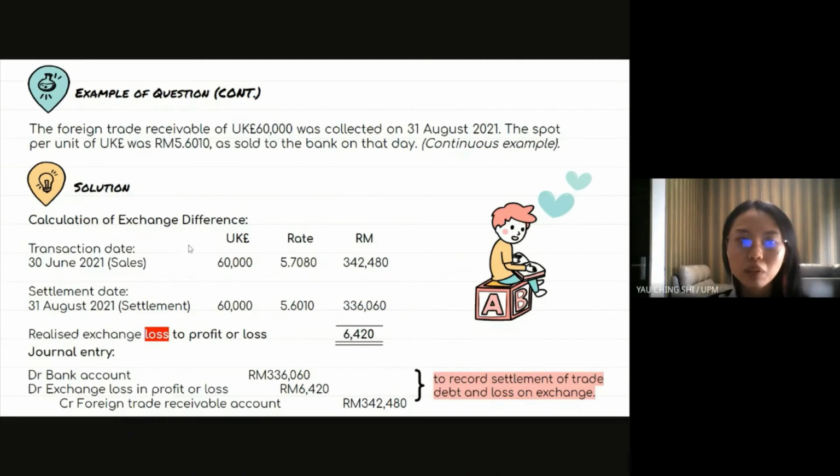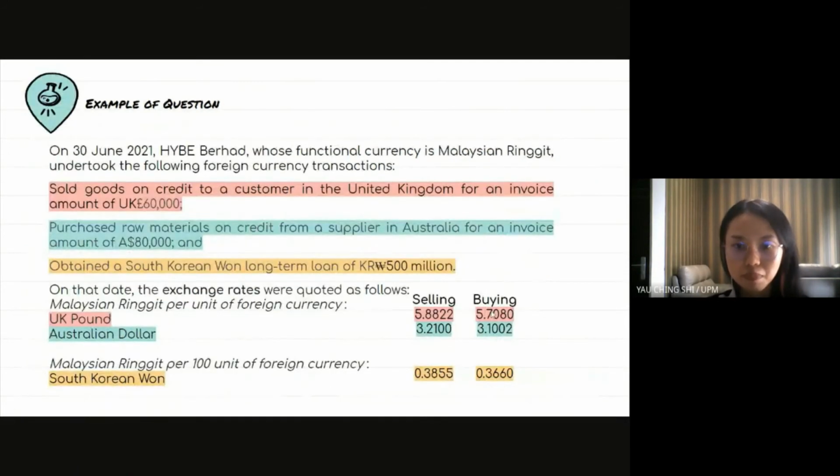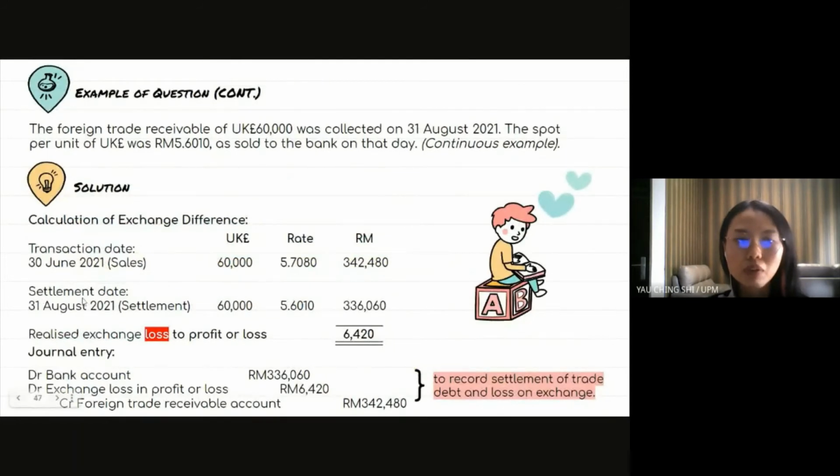Firstly, we need to calculate the exchange difference. As you can see, this one is the same as the previous example. We will use the same rate here. And for the settlement, during the settlement date, we will use the rate given by the question, 5.6010, and after we multiply it, we get this number. The difference between these two numbers results in a realized exchange loss, because the company will be receiving less money on the settlement date.